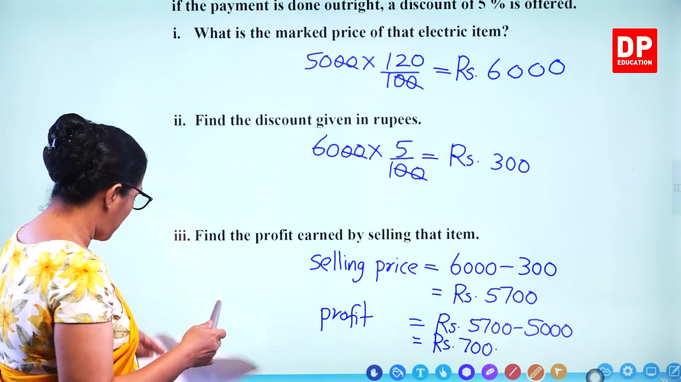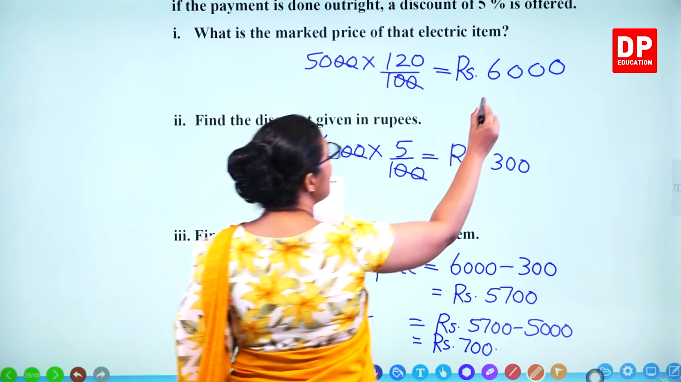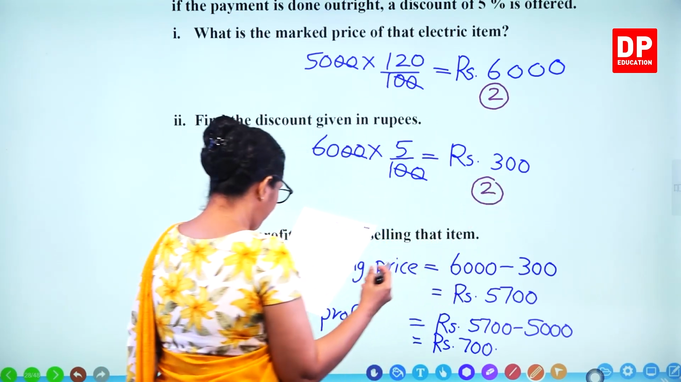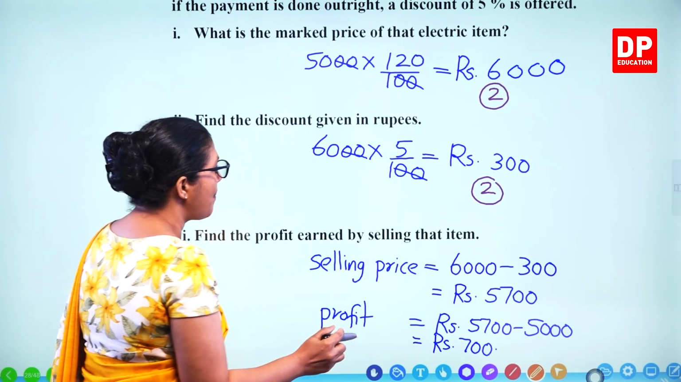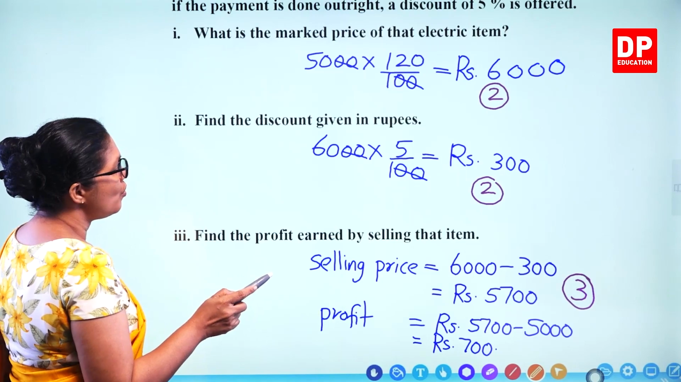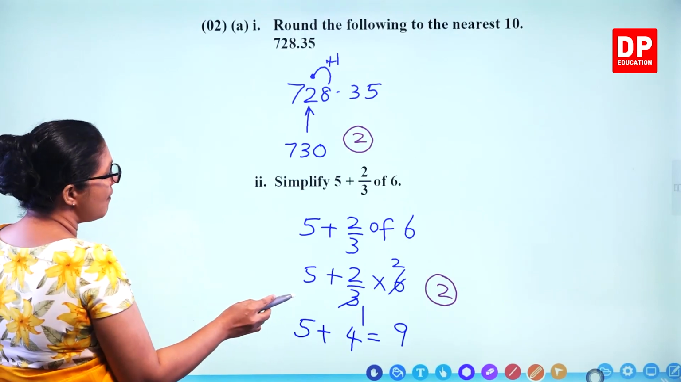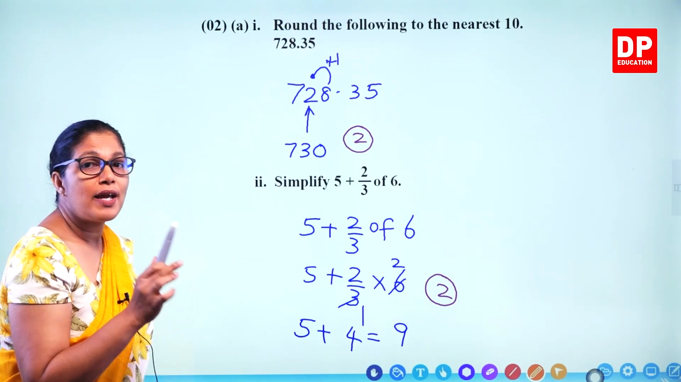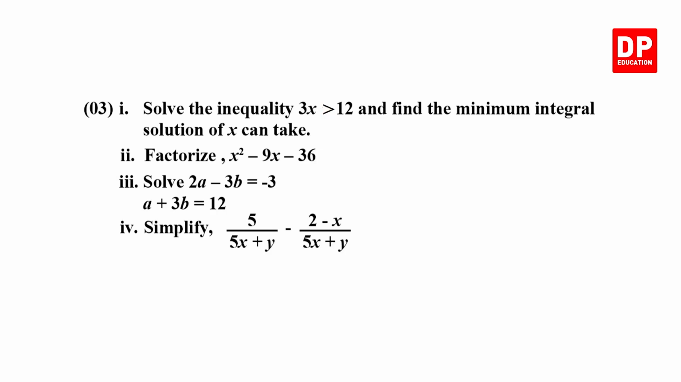So you have to subtract the discount. How many marks do you get for each step? You get 6,000, 2 marks. 300 again, 2 marks. And finding the profit 700, you get 3 marks. Now let's see, for question number 2, you are getting 3 plus 2, 5, 5 plus 2, 7, 7 plus 2, 9 and 11. So all the other questions you get 11 each. So 11 marks for question number 2.